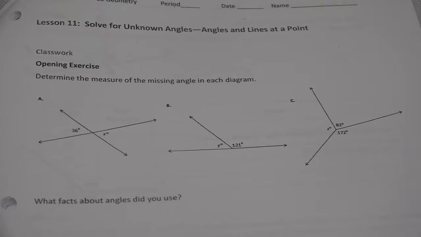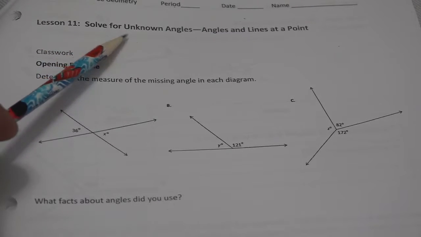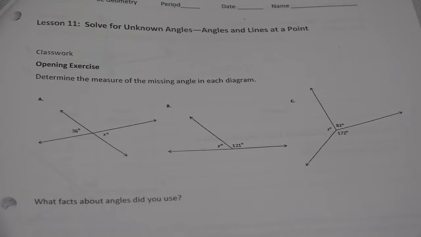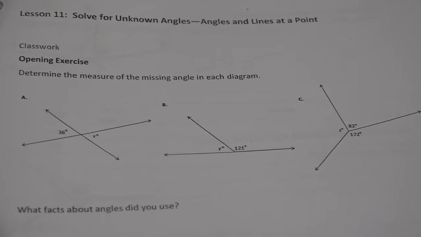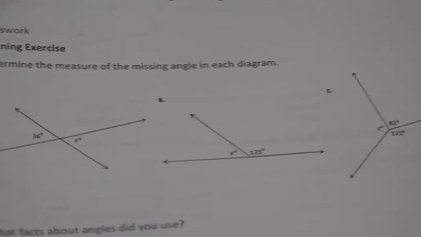Alright, so we are going to go on to this lesson, okay? Solve for unknown angles. So the first thing is the opening exercise. And it says, determine the measure of the missing angle in each diagram. Okay? So that's exactly what I'm gonna do.